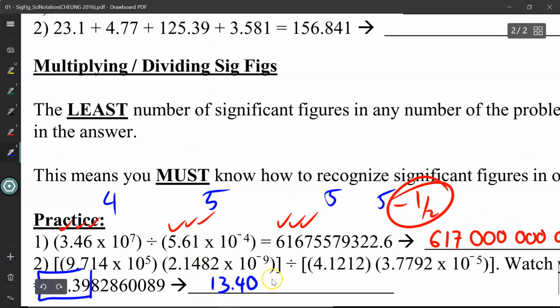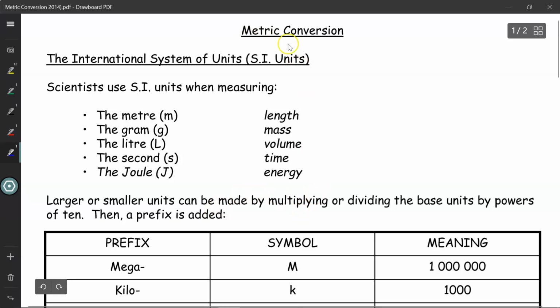Alrighty. Now the last topic we need to talk about is metric conversion. This is an international system of units, often called SI units because in French it's Système International. These are the units that all scientists around the world have agreed to use in order to minimize confusion when you're moving from one measuring system to another. If we all have a standard measuring system, then we don't have to worry about mistakes due to conversion factors.